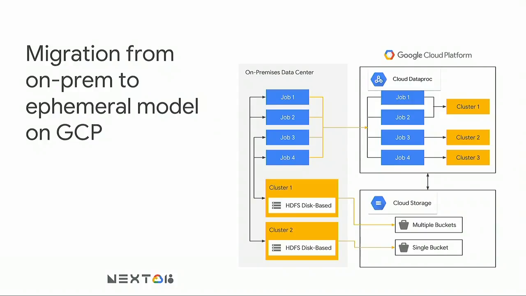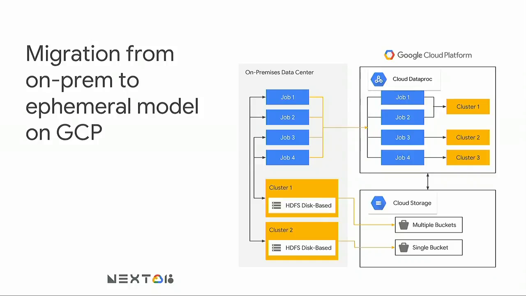Very simple diagram, first of many. Your on-premise cluster is on the left, and your migrated clusters are on the right. On-premise, you are running 2 clusters, 4 jobs, and 2 HDFS setups. When you're done migrating, you actually have 3 clusters. Job 3 and 4 actually get their own clusters. Remember, I've been talking about ephemeral clusters, which are job-specific, which means 1 cluster per job. So I've got 3 clusters running, and all my data is stored in Google Cloud Storage buckets.